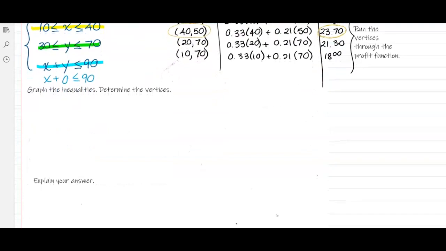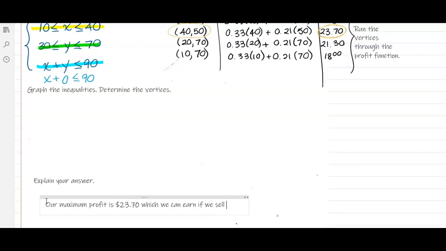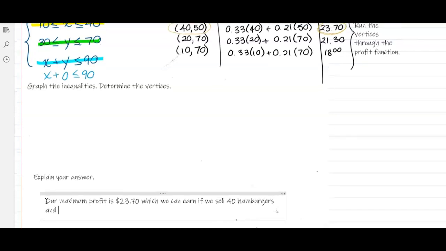So we would say, type it right here. Our maximum profit is $23.70, which we can earn if we sell 40 hamburgers and 50 hot dogs.